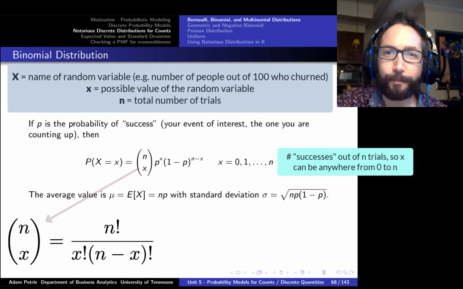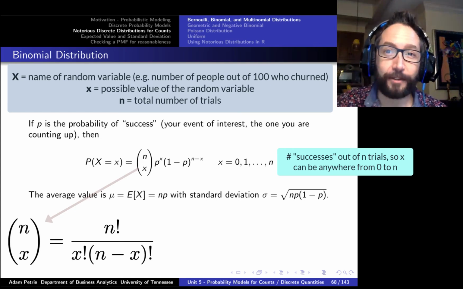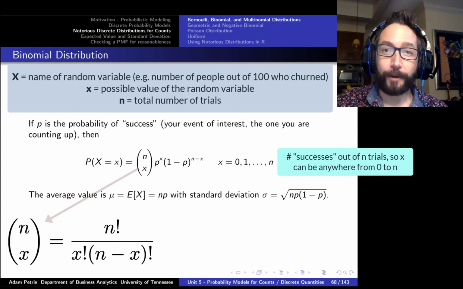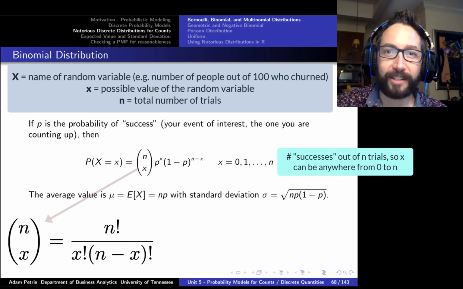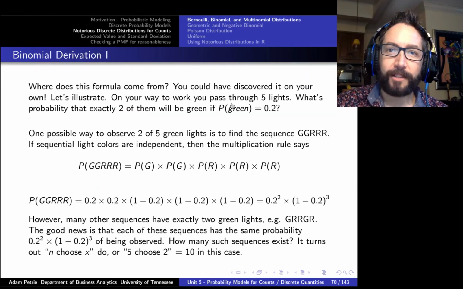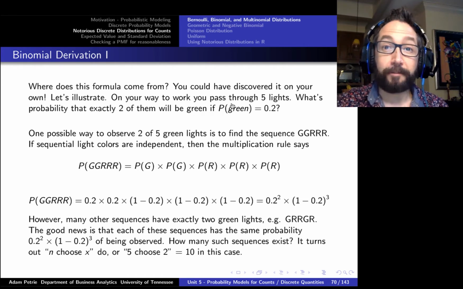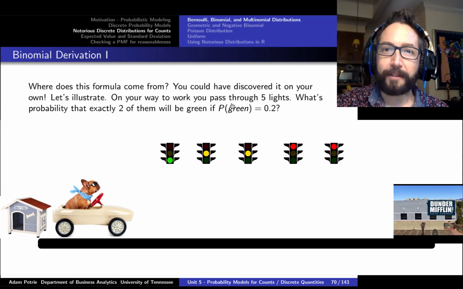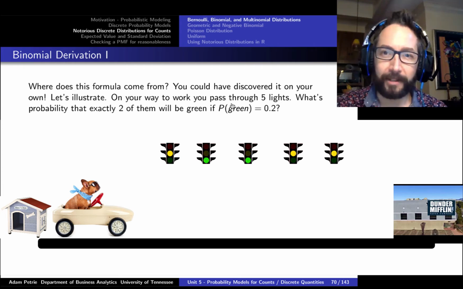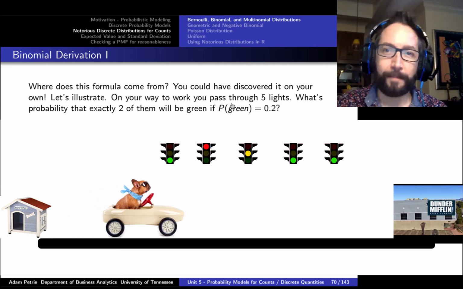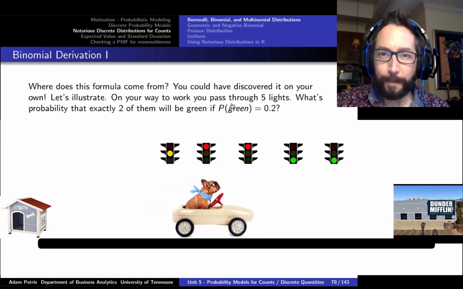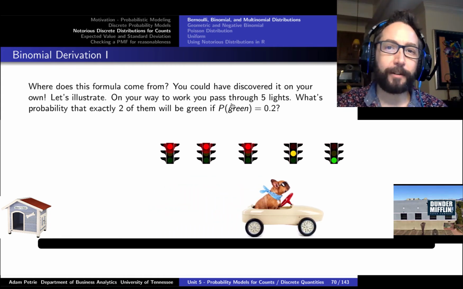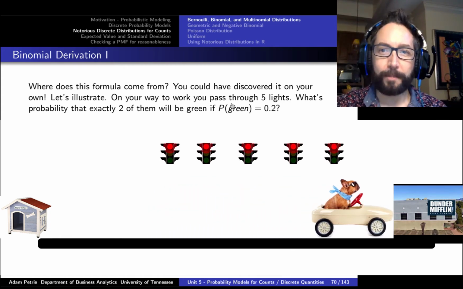So where does this formula come from? Well, we actually have the skills to be able to derive this from first principles. So let's actually do that. Let's see why this formula is the way it is. So let's look at this in terms of a real-world context. Let's imagine that on our way to work from home, we have to pass through 5 different stoplights. Let's assume the outcome of each stoplight is independent of one another, and we're either going to see a red or a green when we show up to it.